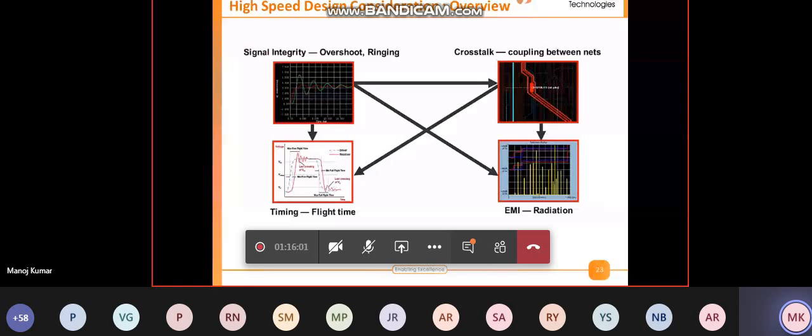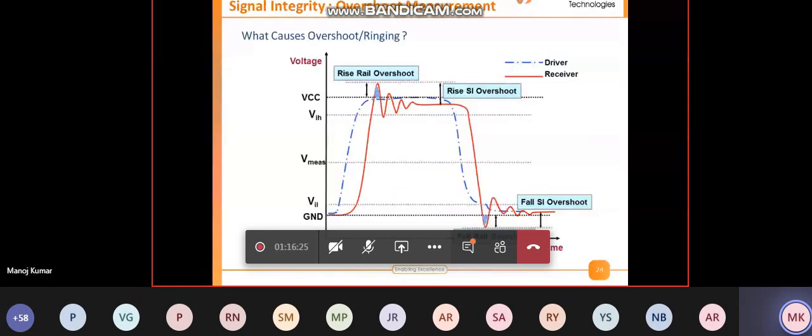Now we will talk about signal integrity issues. So far we have seen only EMI. We have seen how a HyperLynx DRC can help you understand the geometries which basically have radiated EMI challenges. Now we'll look into signal integrity challenges, which are basically how these overshoot and ring issues are present inside your signal, or what causes these issues to be there.